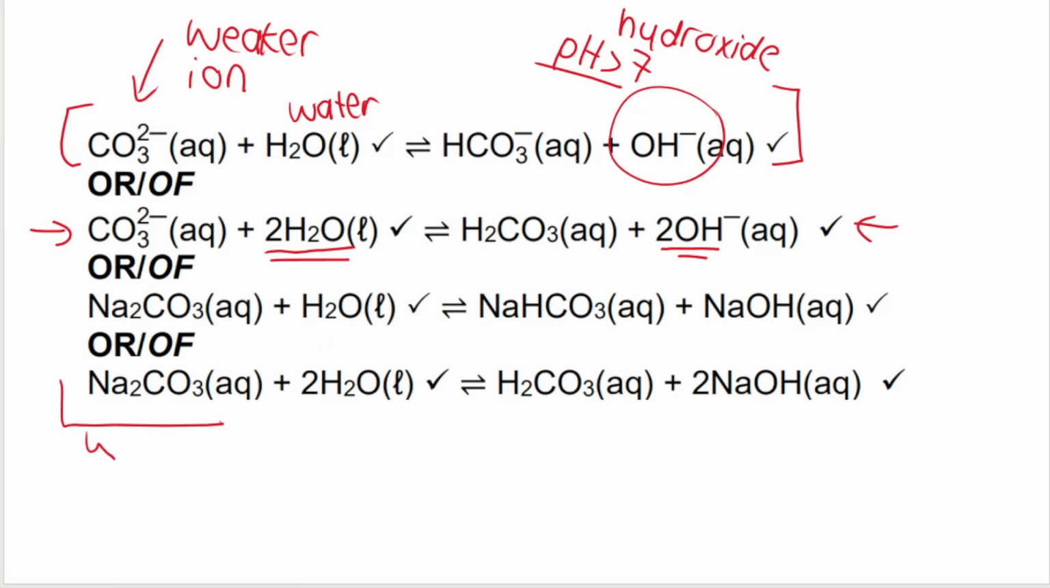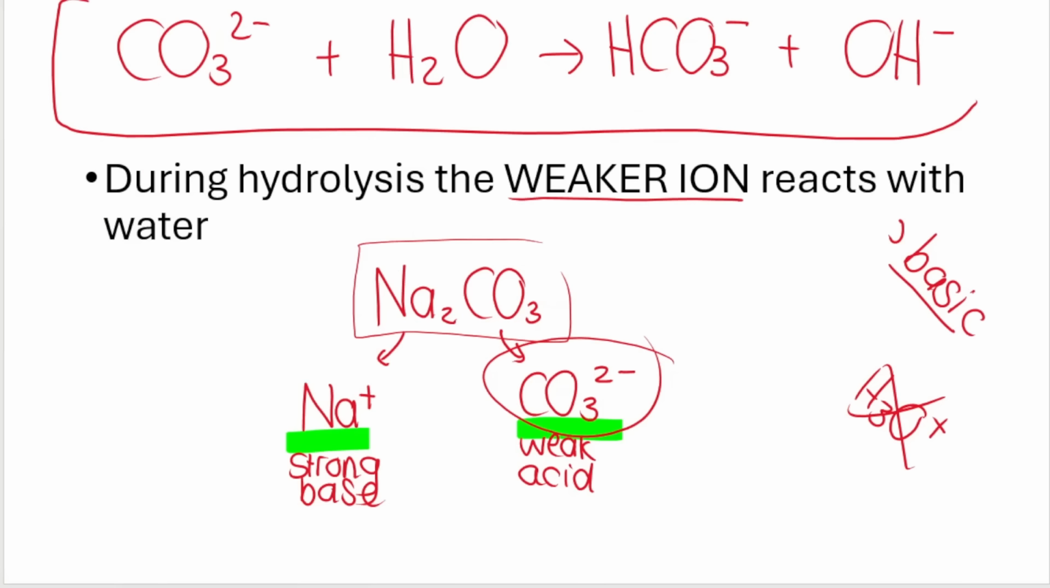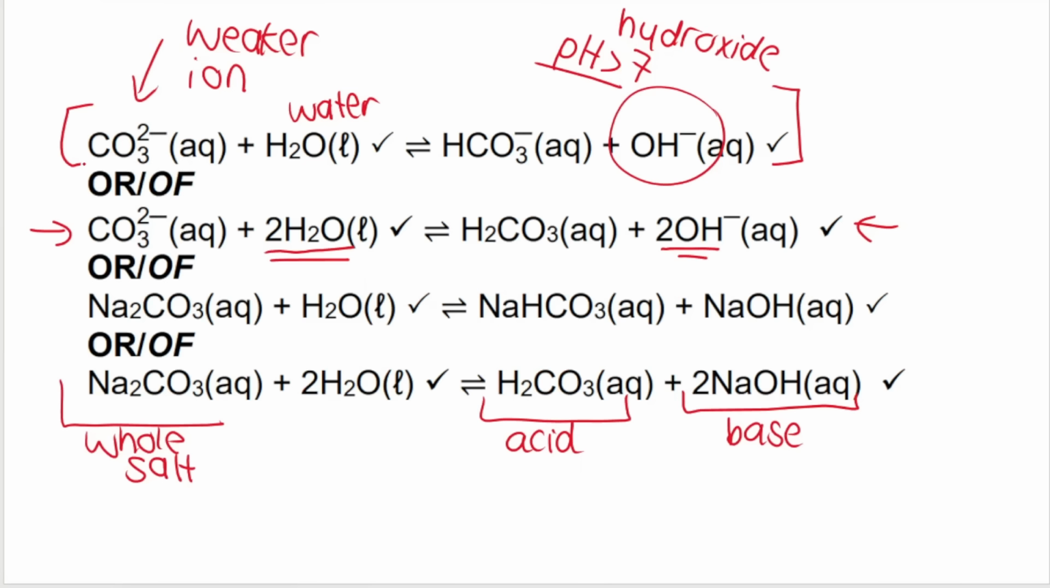Or what you can do is take the whole salt and react it with water, and your products would then be my acid, my carbonic acid, which we said was weak, and then my base, which we said was strong. Just be careful and balance depending on which option you do. Like I said, I teach the previous option that I just showed you, so I do the first option on the memo. If you want to see more videos on that, please go check that out.